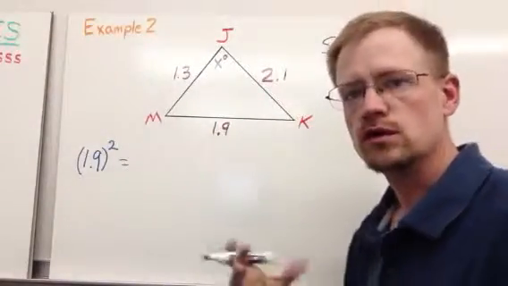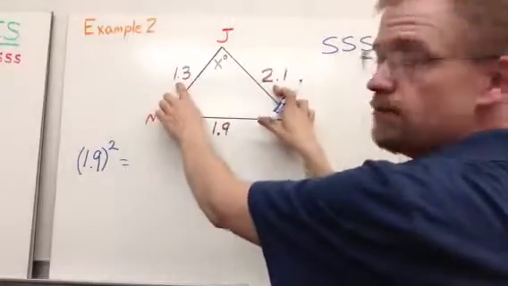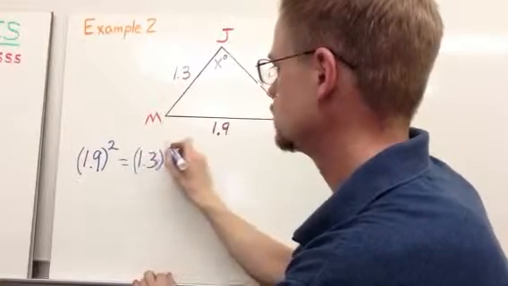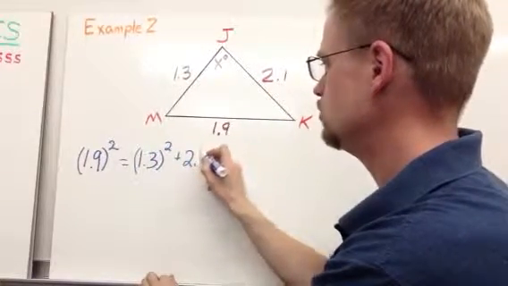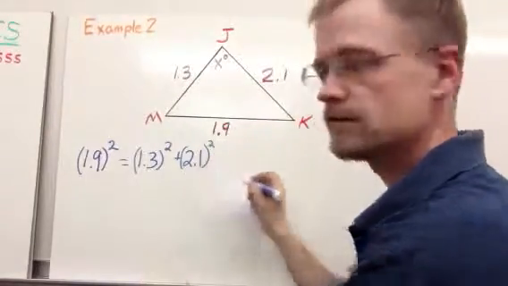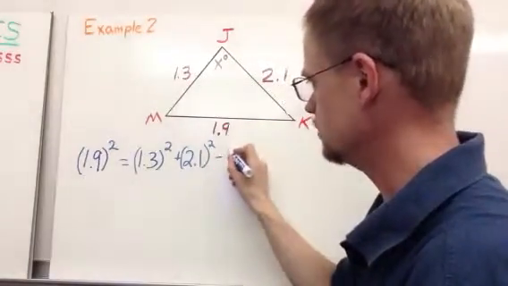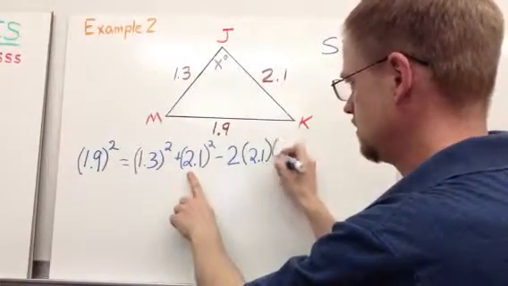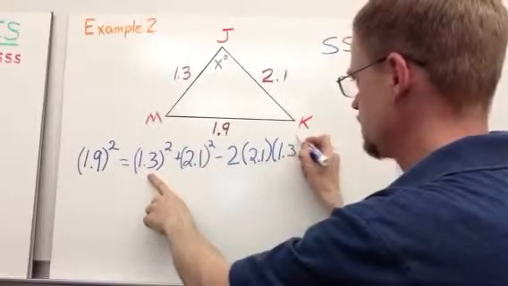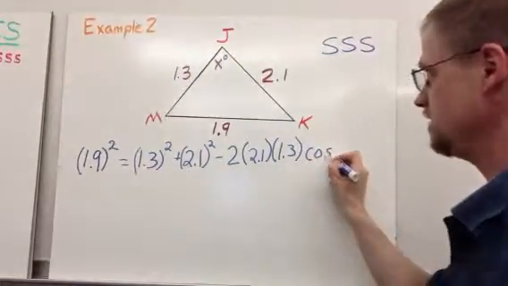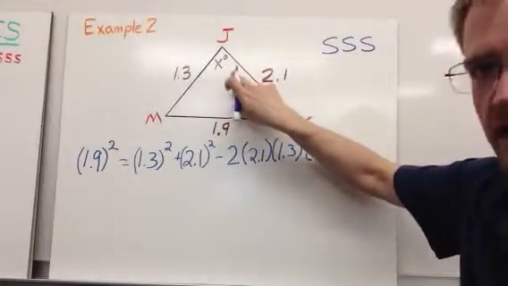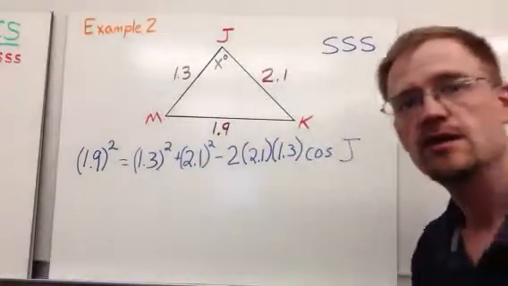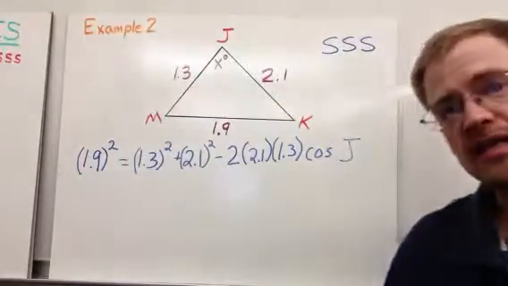Equals. Now we do what looks like the Pythagorean theorem. We're going to add both of those squares, so equals 1.3 squared plus 2.1 squared. Now we work our way backwards. We do minus 2 times 2.1 times 1.3 times the cosine of this angle right here. They call it X. Let's call it J here just so we know which one we're going for. That's our whole setup. Now we need to simplify.